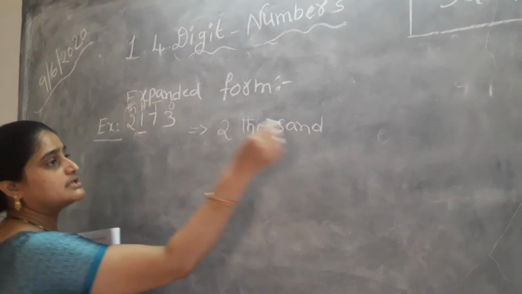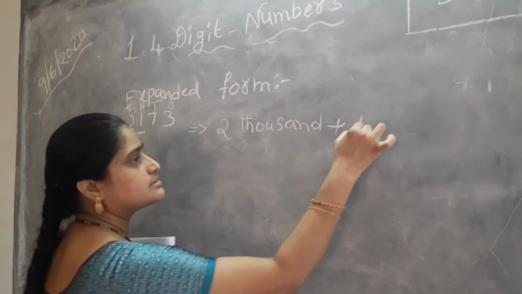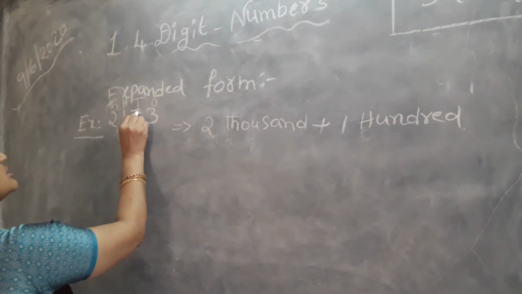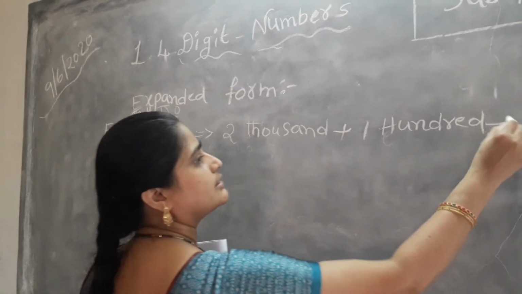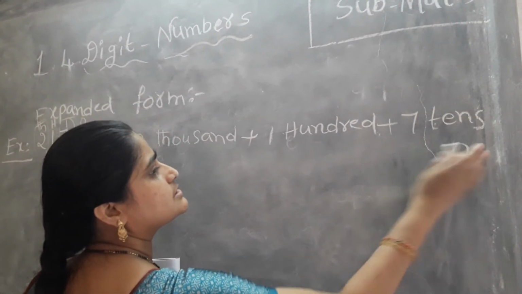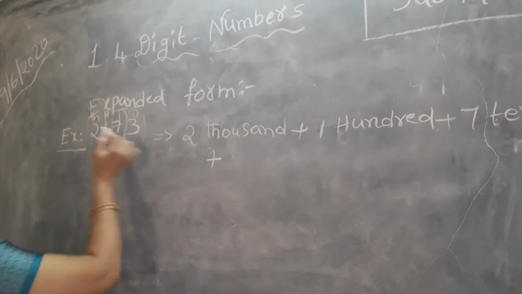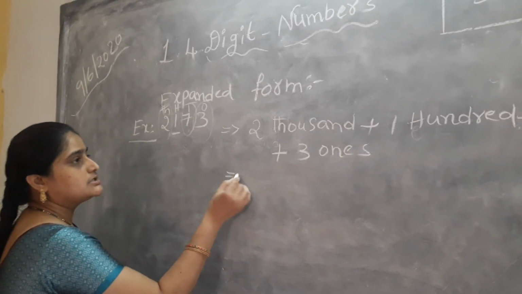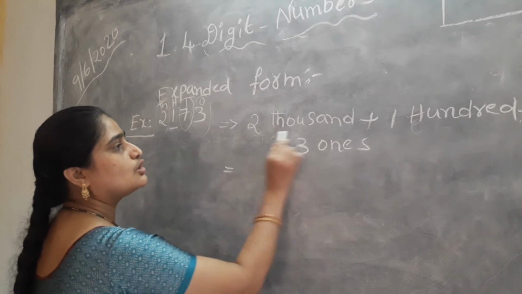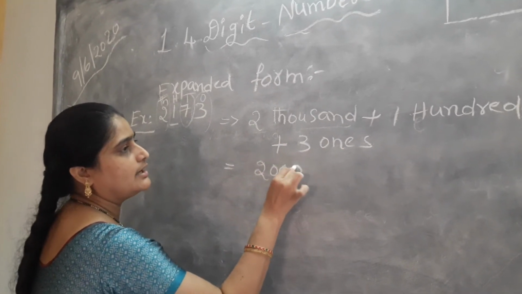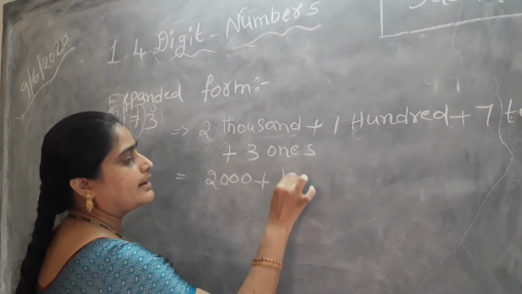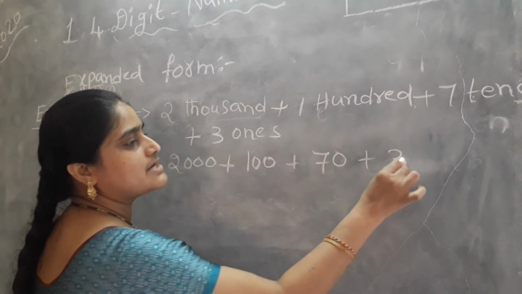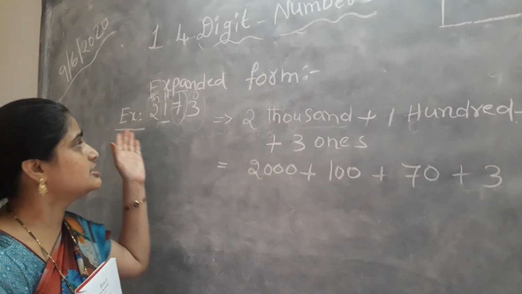Next, this 1 is in which place? Hundreds place. Yes, 100. Plus, this 7 is in which place? Tens place. That's why 7 tens. Plus, this 3 is in the ones place, so 3 ones. Okay. Next, we will write another method also. Write like this: 2000 plus 100 plus 70 plus 3. This is the expanded form of this number.